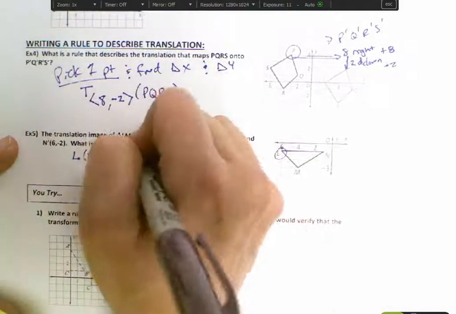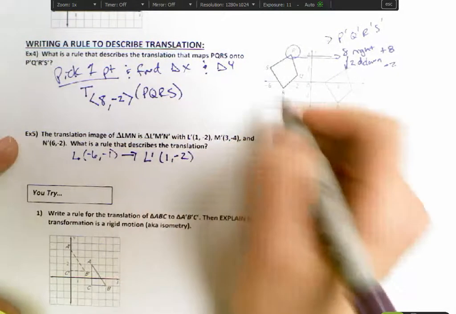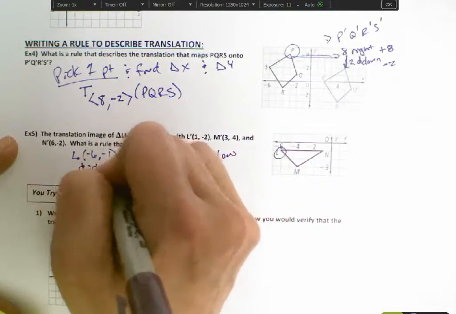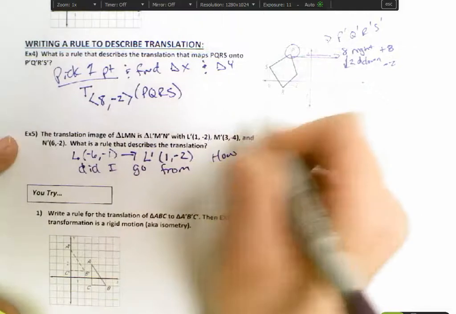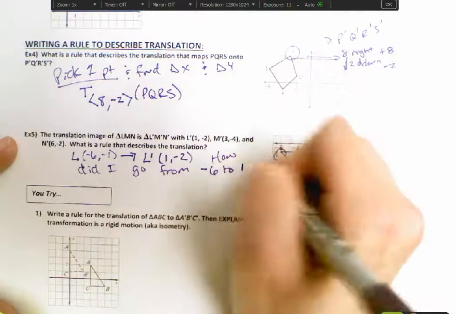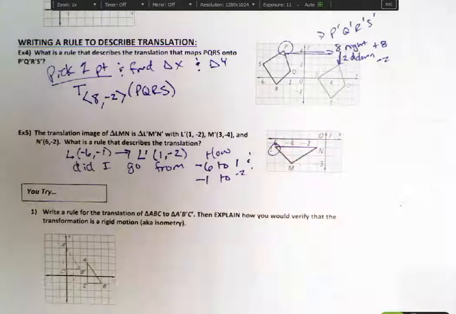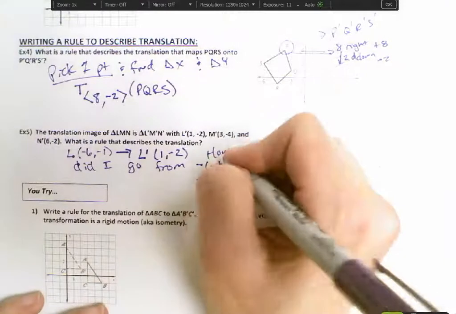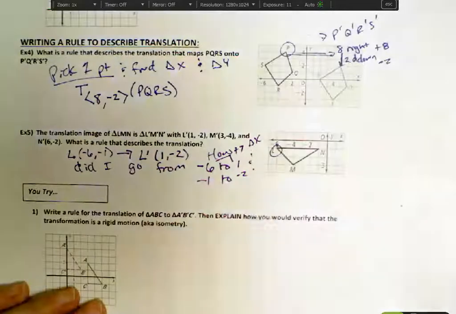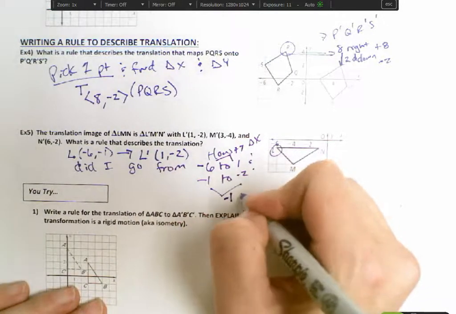It was mapped onto L prime that they told me was 1, -2. So how did I go from -6 to the new X of 1, and -1 to -2? To get from -6 up to 1, I must have added 7, so that's the change in my X. To get from -1 to -2, I must have taken away another 1, that's the change in my Y.